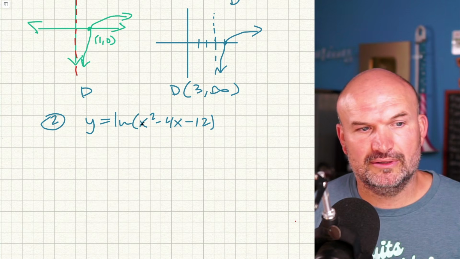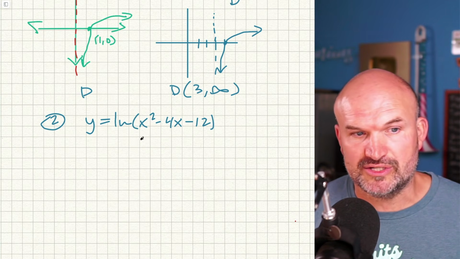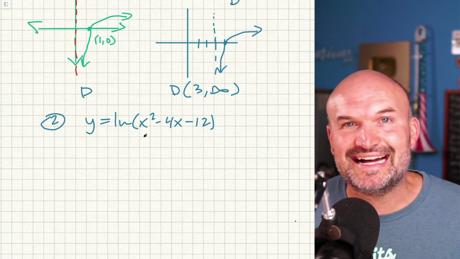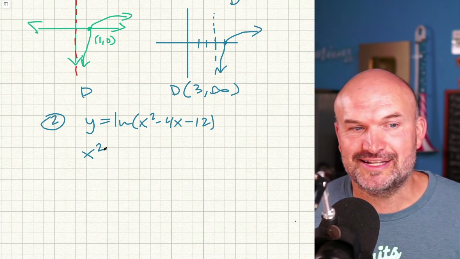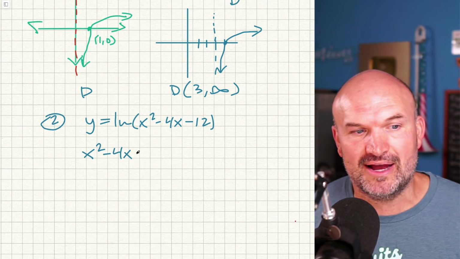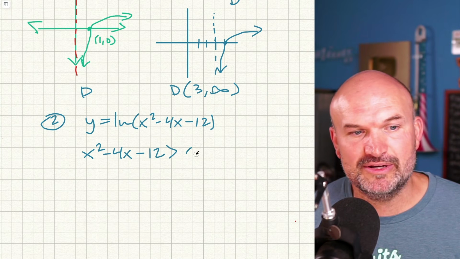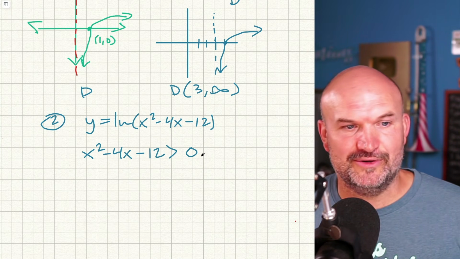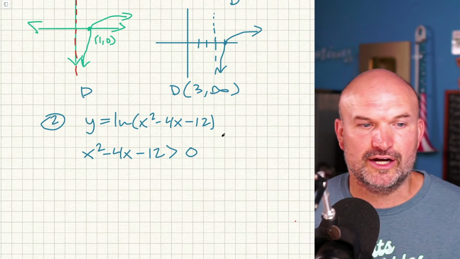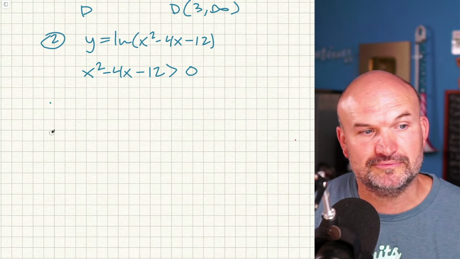But in this example, I don't know what these transformations are. Like this is not something I can do in that previous example. So I need to go ahead and write out this inequality. X squared minus 4x minus 12 has to be greater than 0. Okay, so what the heck do we do here? Well, we need to understand a quadratic graph and what that could possibly look like.